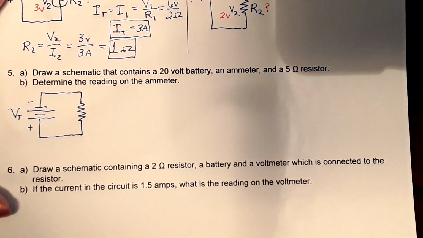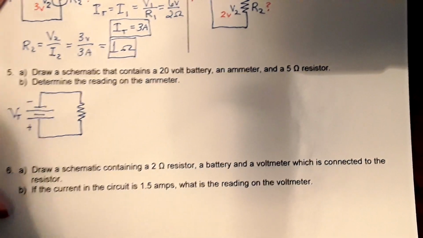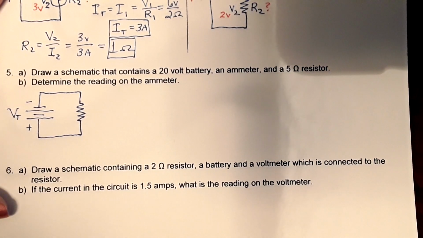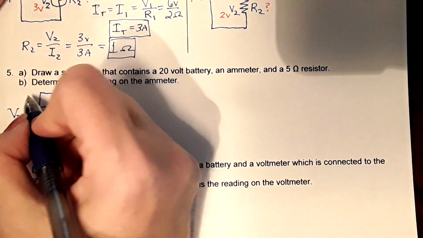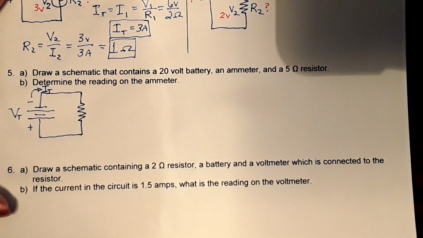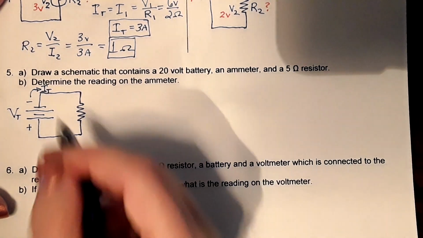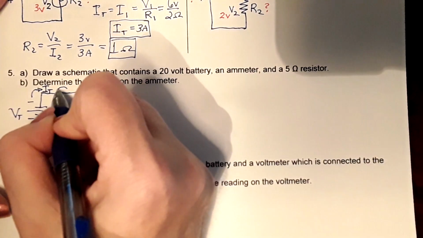Now that means, remember, a series is an order, one after another, like the Harry Potter series or the Lord of the Rings series, one after the other. So when the current comes out, we want it to go through our devices, including the ammeter, one after another. So where do we put the ammeter? Well, we could put it right up here.